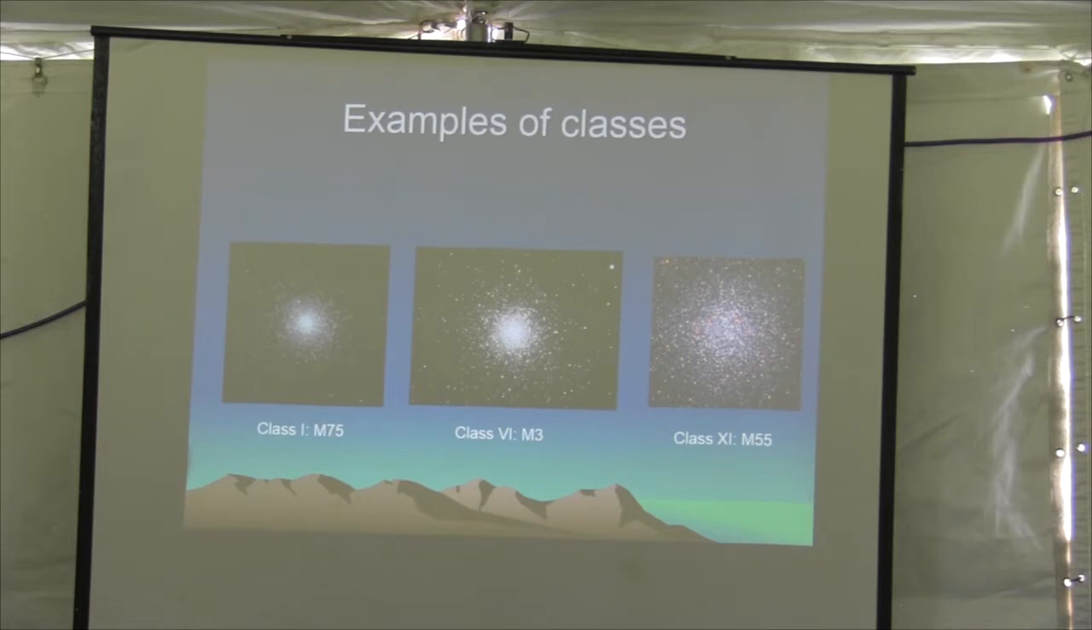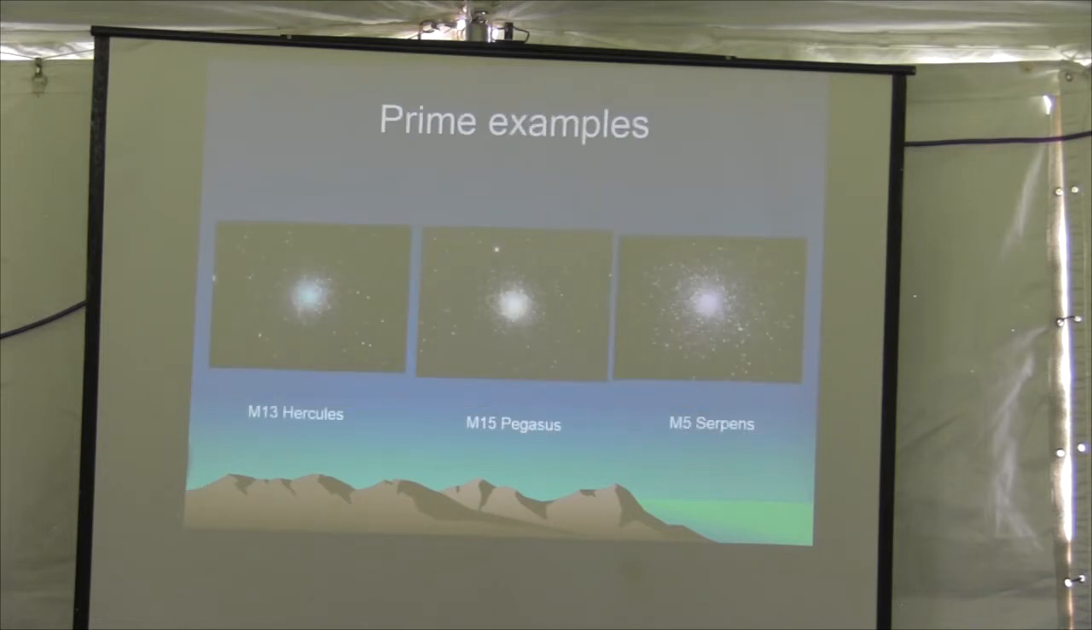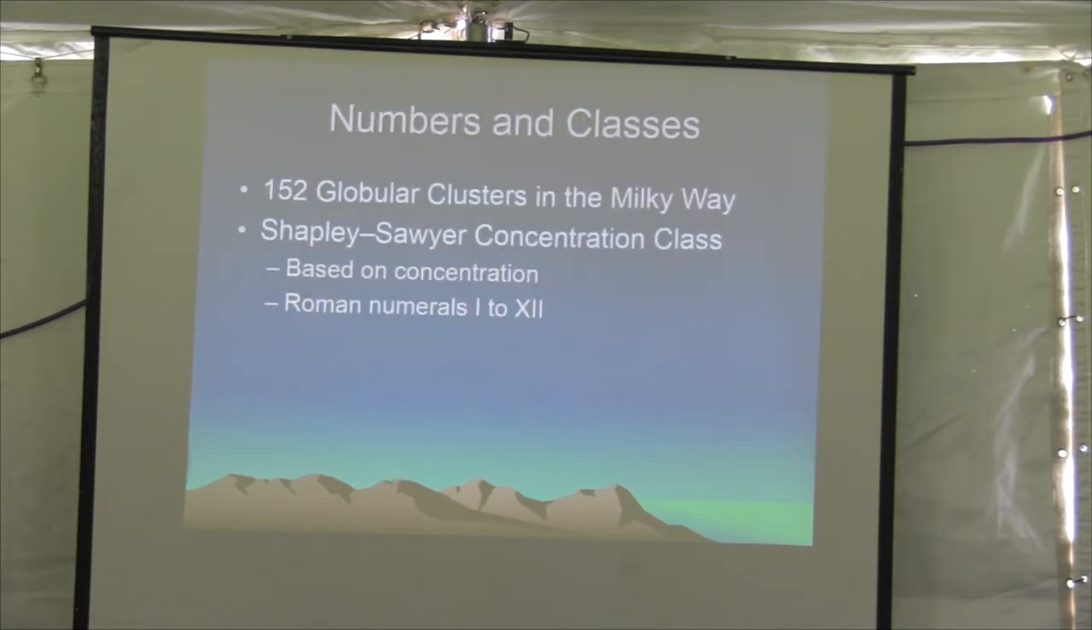So let's go to the next one. What defines the different classes of globular clusters? The concentration. How many stars per volume? Right. How dense is it? Is it, I'll call it thin, versus really highly densely concentrated with stars.